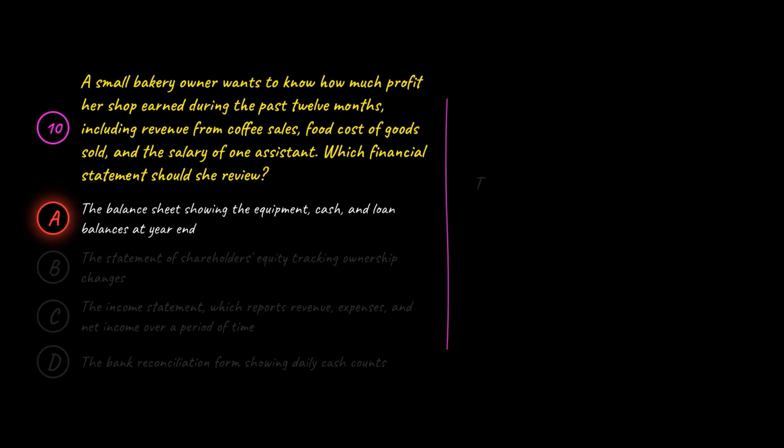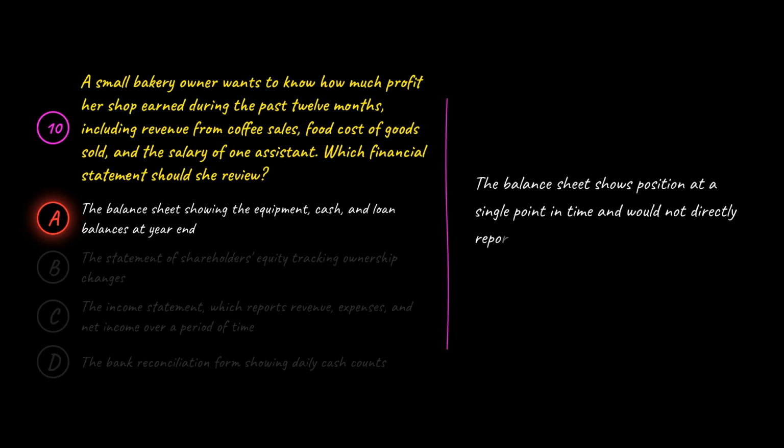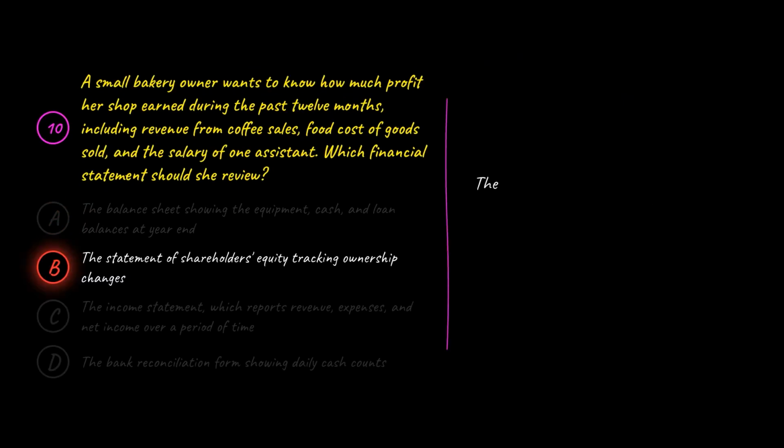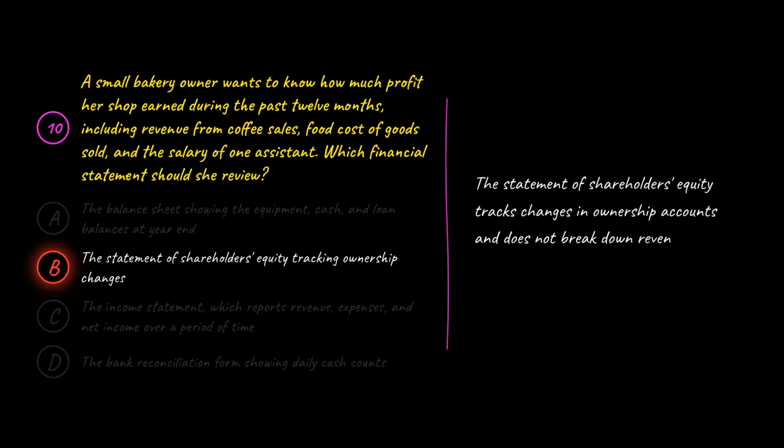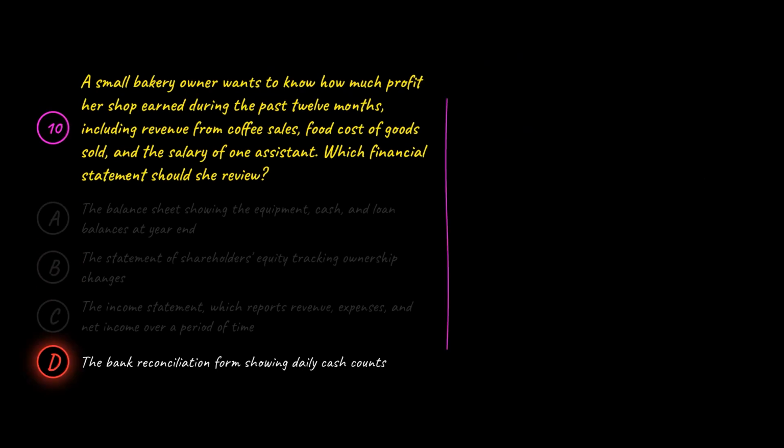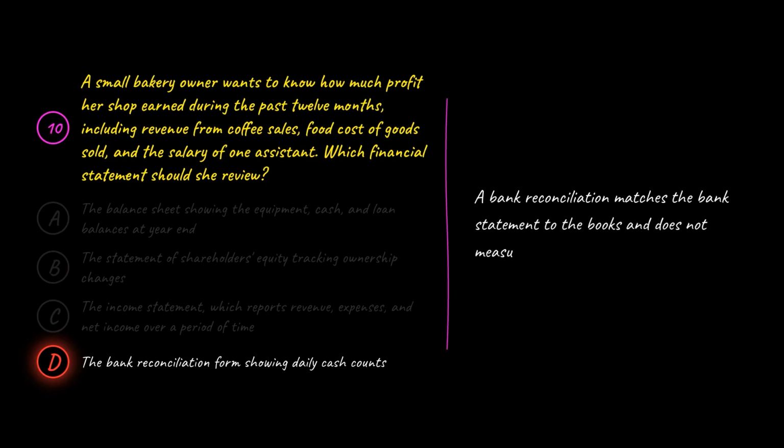A is wrong because the balance sheet shows position at a single point in time and would not directly report 12 months of revenue or expenses. B is wrong because the statement of shareholders' equity tracks changes in ownership accounts and does not break down revenue or expenses. D is wrong because a bank reconciliation matches the bank statement to the books and does not measure profit or revenue over a period.